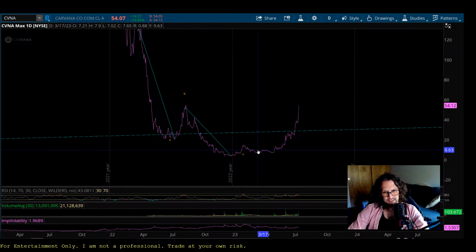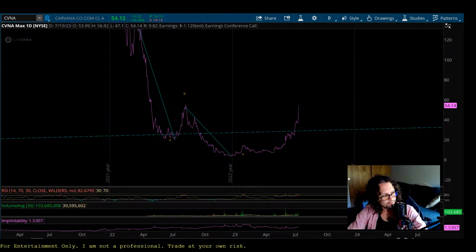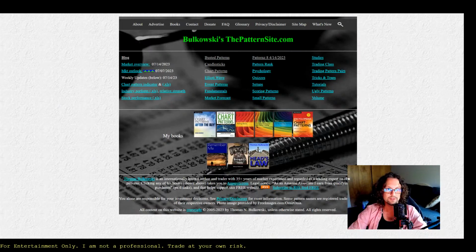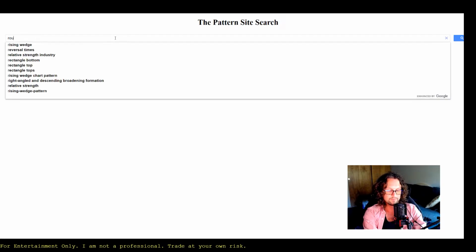We're going to go into, let's see here. I need to figure out which browser tab I want to open up. I think it's this one. We're on Twitter, PirateSite.com. We're going to look up rounding bottoms here. Sorry for the bright screen. I know my retina's hurt too.